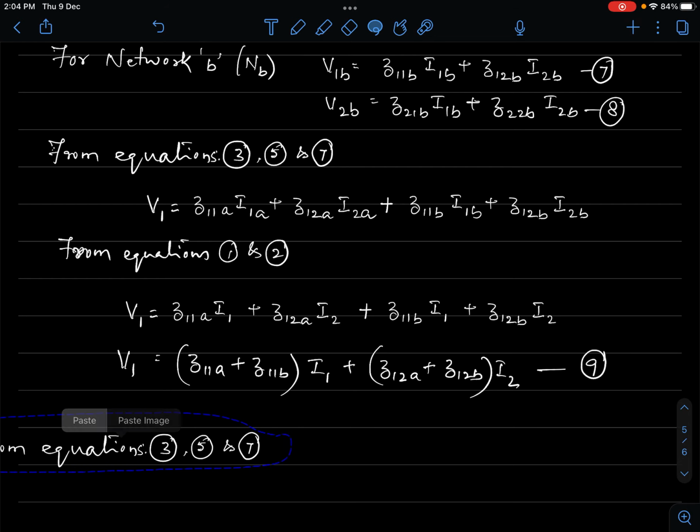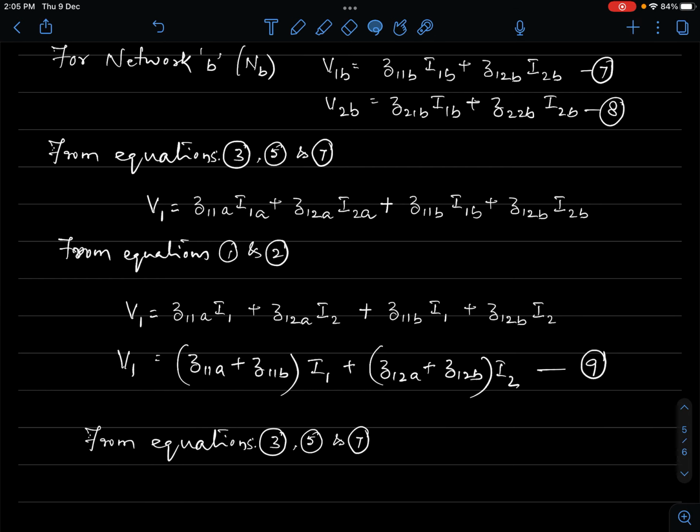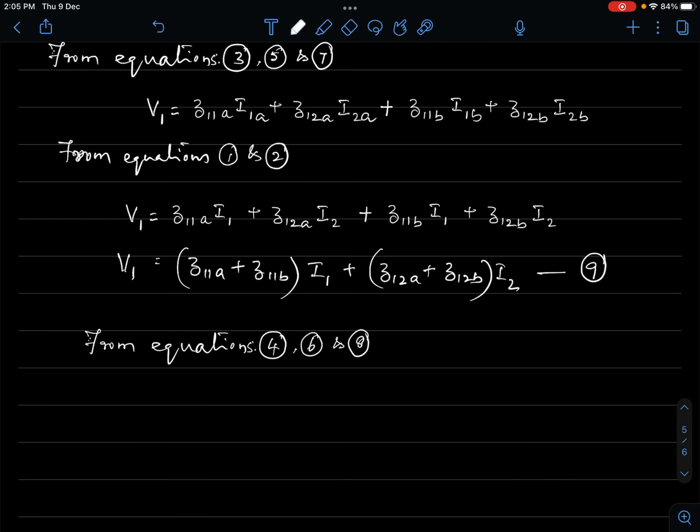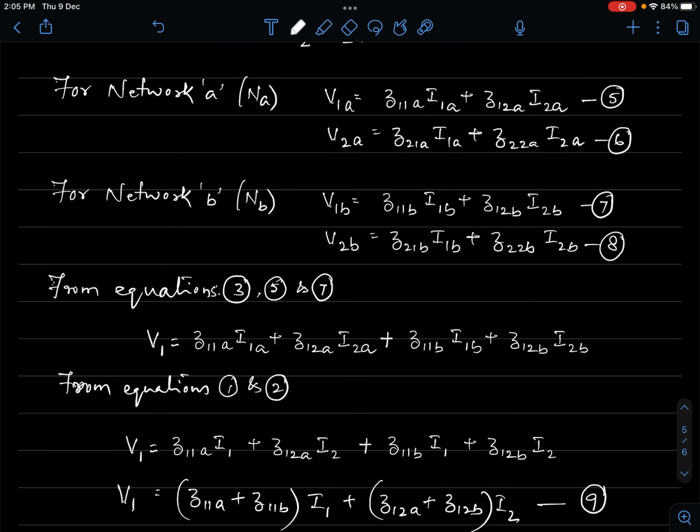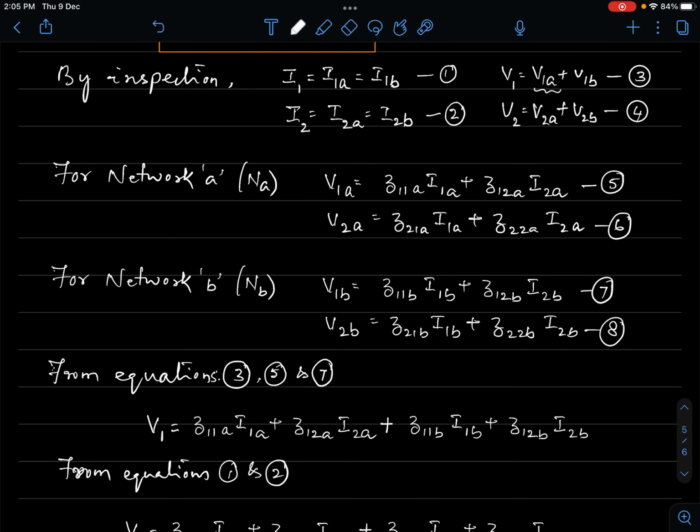Okay, I'll pick this. I'll copy. I'll paste. Okay. So I have equation 4, equation 6 and equation 8. So what is it I get? So I get equation for V2, right? So I'll get equation for V2. So V2 equal to V2A.